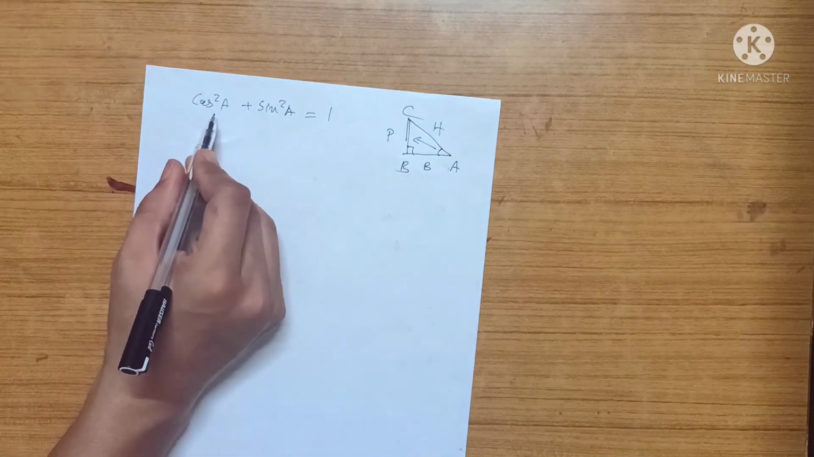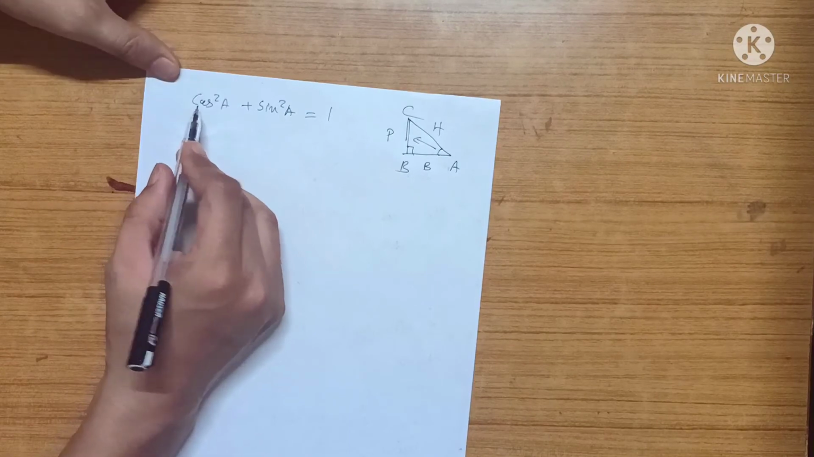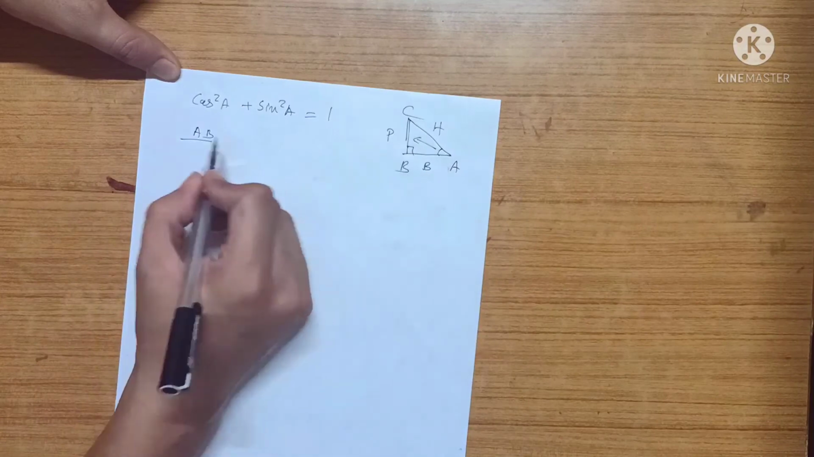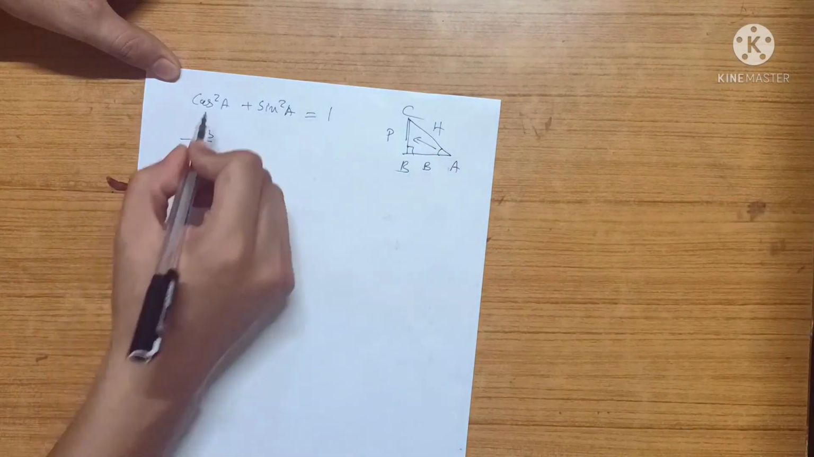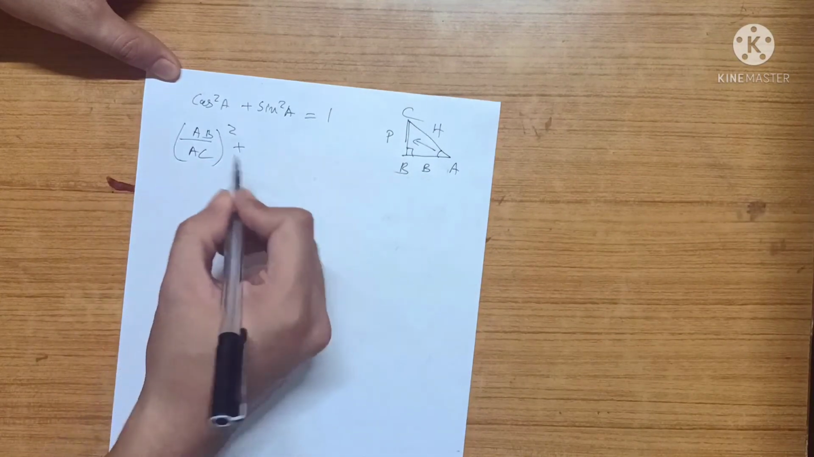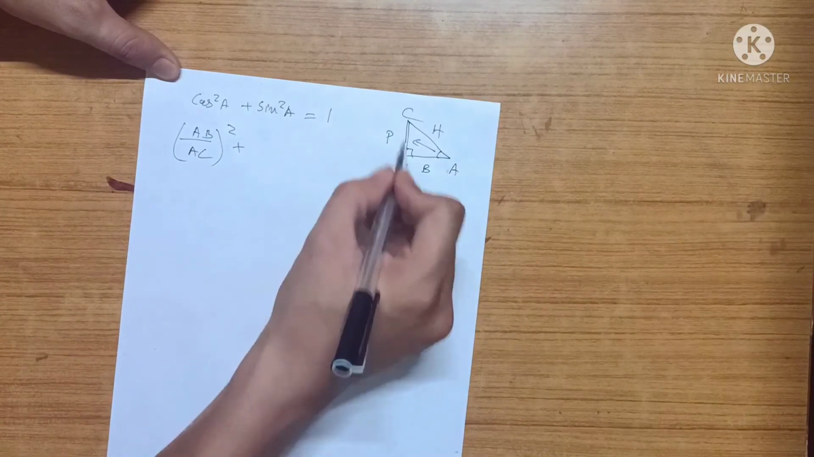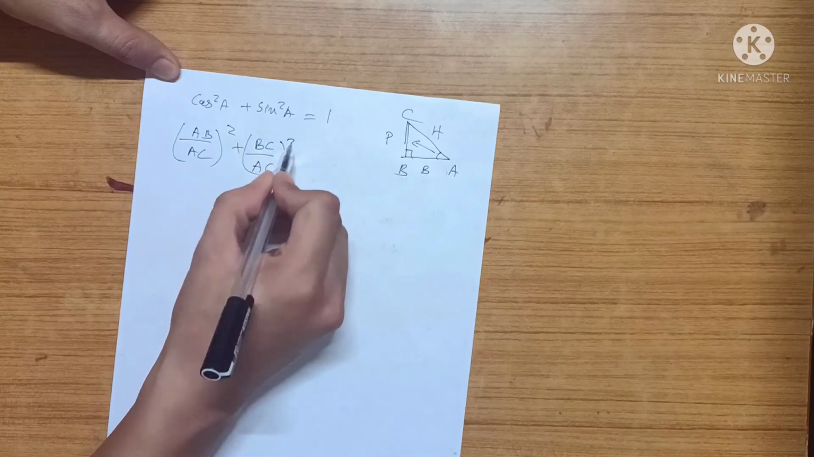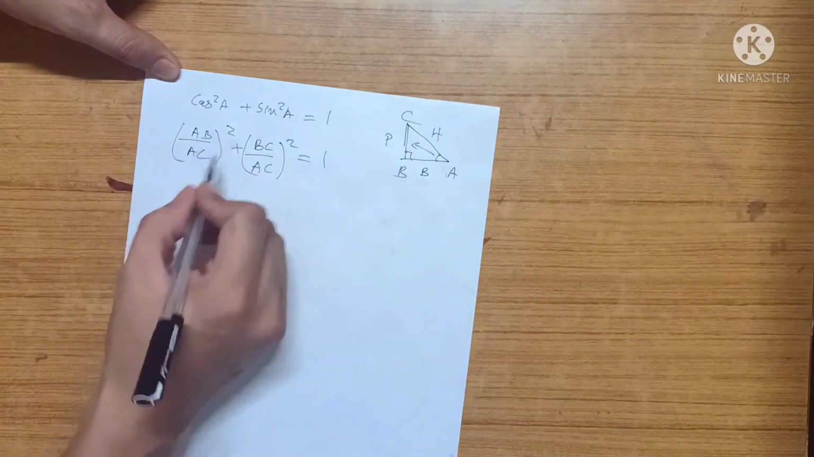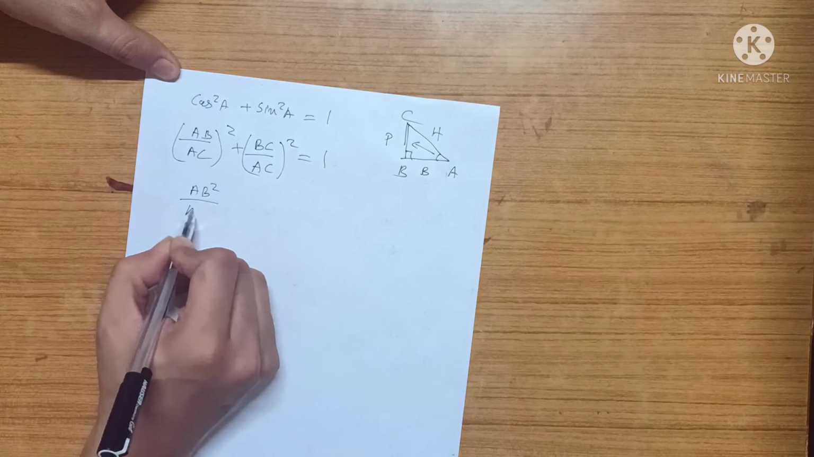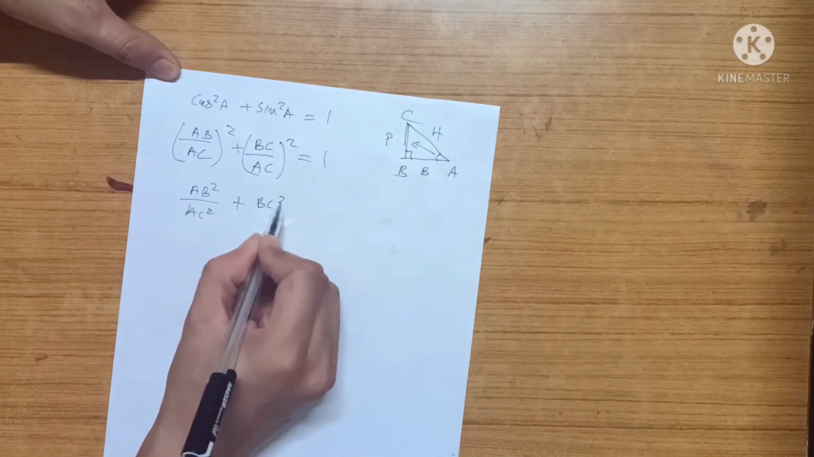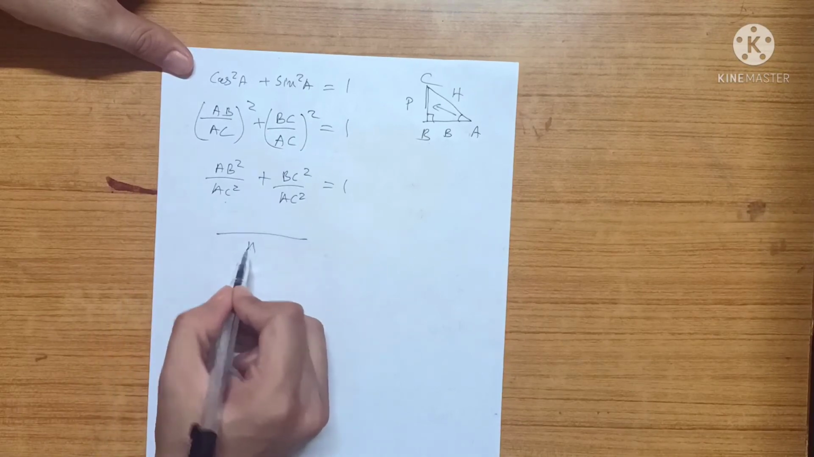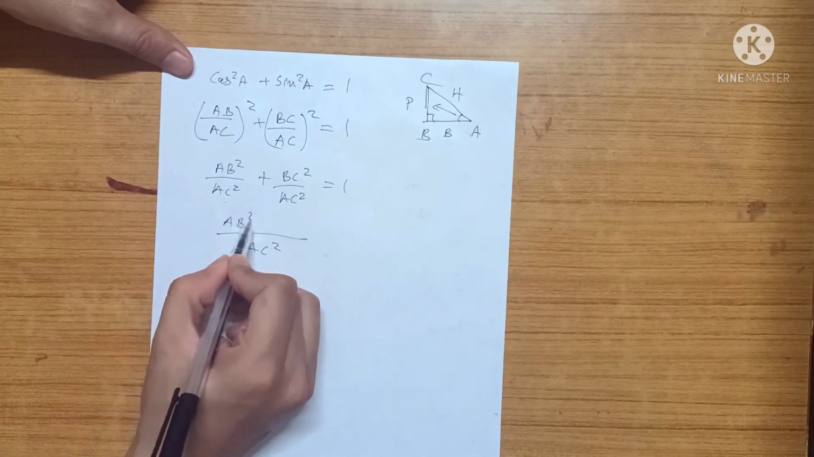Anyway, cos square. Cos is base by hypotenuse, which is AB by AC, the whole square, plus sine square. Sine is perpendicular by hypotenuse, which is BC by AC, equal to 1. If I square both, it becomes AB square by AC square plus BC square by AC square equal to 1. Since the denominators are the same, I'll take AC square common and get AB square plus BC square over AC square.